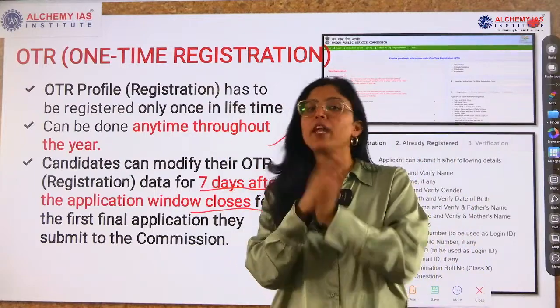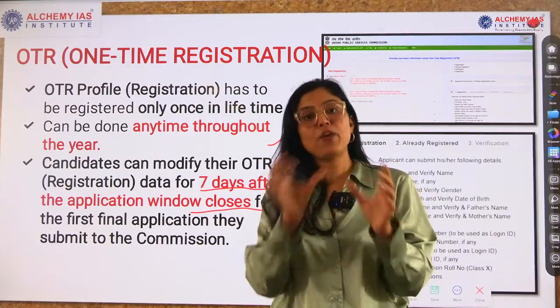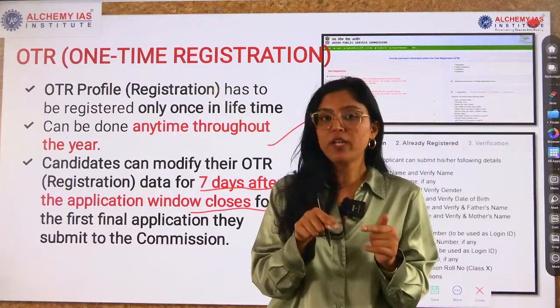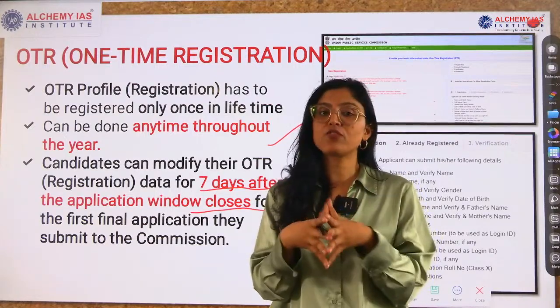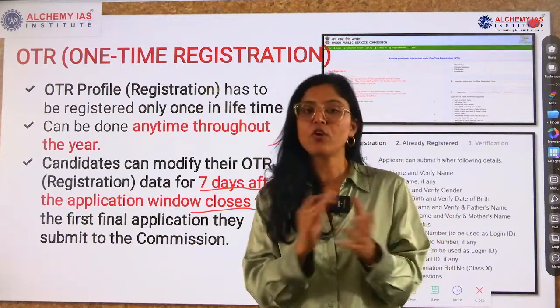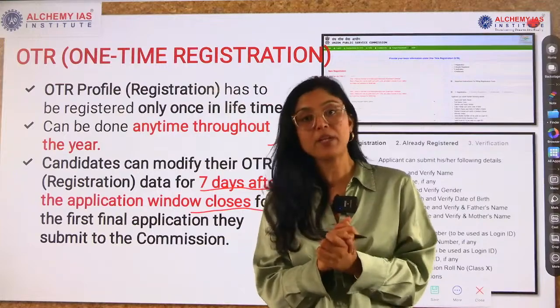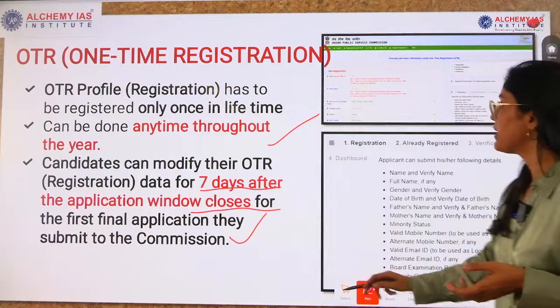So when can you modify the OTR? After the application closes, and 1 week will be given to modify the OTR, and the same for the application form also. For the CSE application form, 7 days will be given, and these 7 days are 12th February to 18th of February. So you can modify your application also, some details which you have wrongly filled.